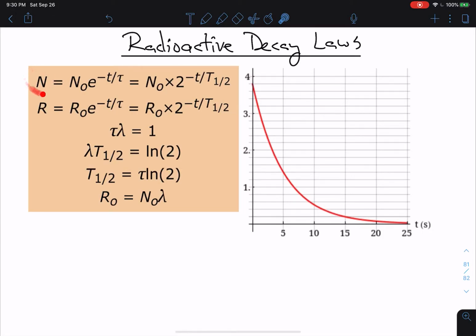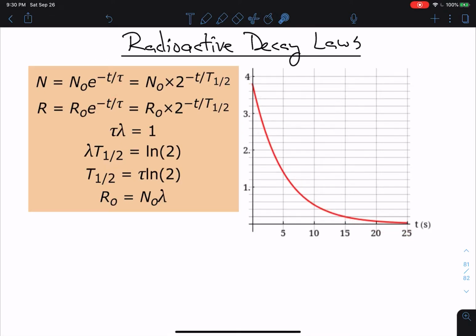So N is the number of atoms that have not decayed. N naught is what you originally started with. N is what you have after some time t. R is the decay rate. So R naught is the decay rate back at the beginning at t equals 0. R is the decay rate at some time t, after t equals 0, whatever you started with. It's exponential decay. Of course, we've seen this before.